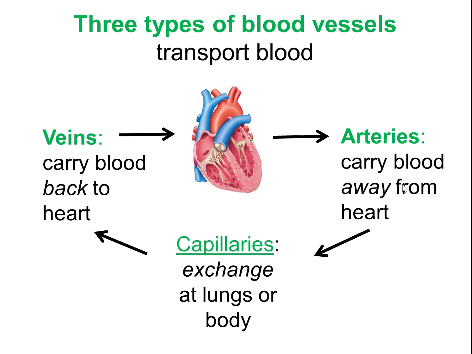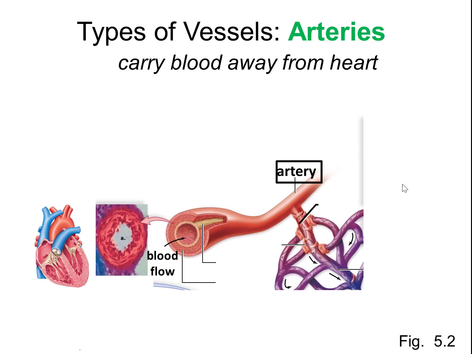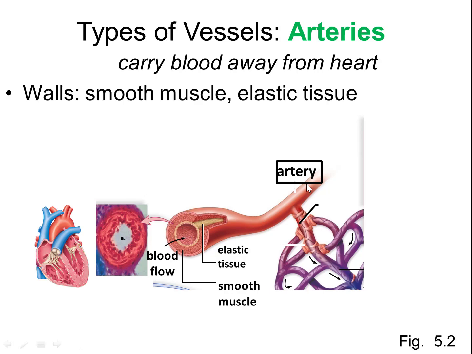So let's take a look at each one of these in a little more detail. Let's look at the arteries that carry blood away from the heart. So here's the heart, and here the blood is going to flow through the artery away from the heart. Now if we were to look at the walls of the artery, right here, you'll notice that there is a nice layer of smooth muscle.